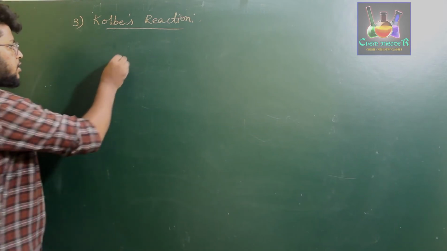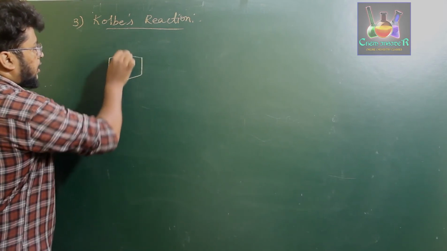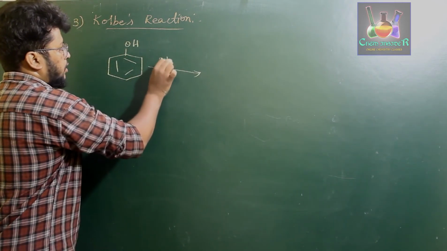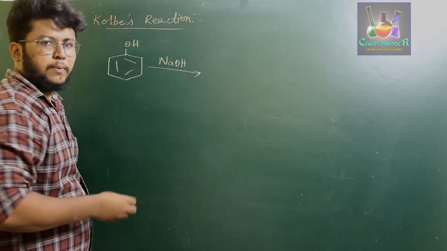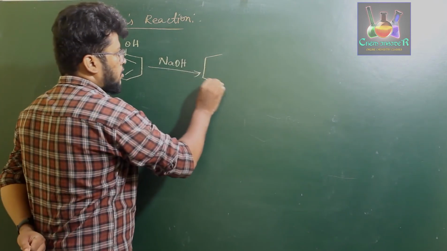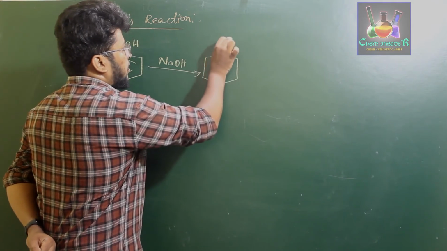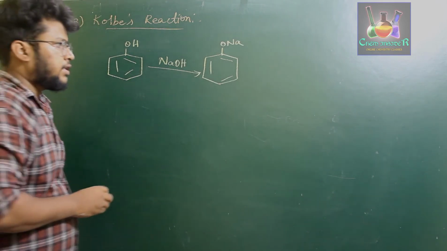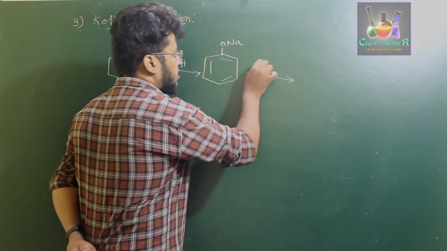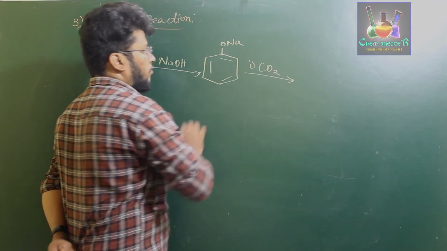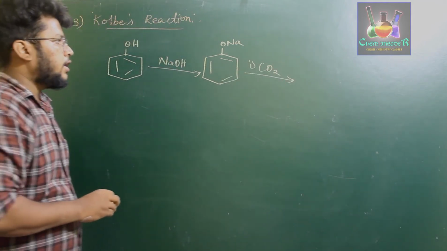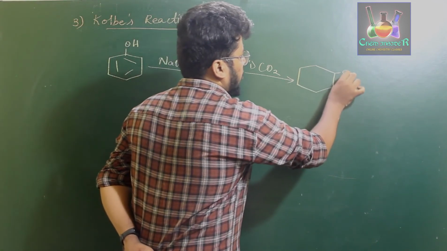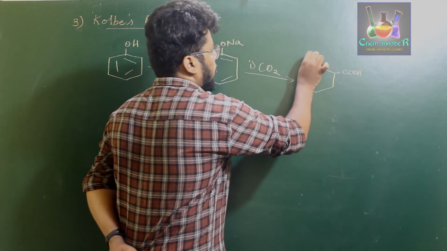So what happens in this reaction is, when you treat phenol with sodium hydroxide, we know it forms sodium phenoxide, right? It forms sodium phenoxide, ONa. This sodium phenoxide, when treated with carbon dioxide, which is the weakest electrophile, forms the carboxylic salt of sodium phenoxide, that is ONa.